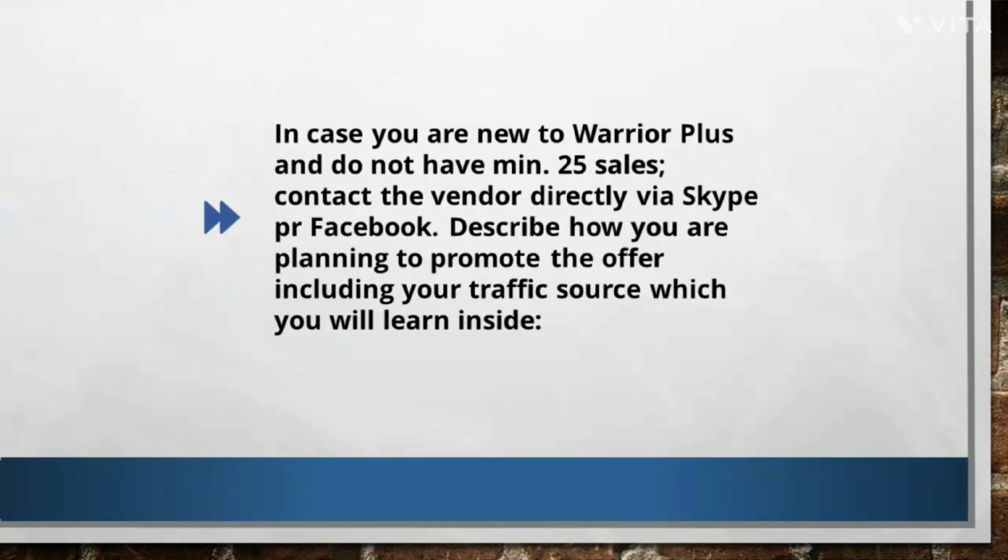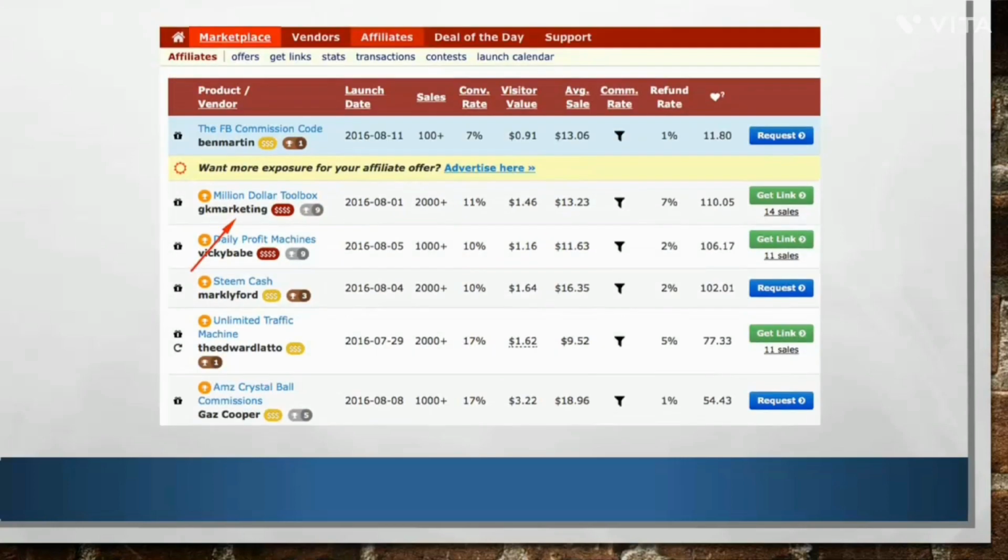First, let's go back to warriorplus.com. Click on Affiliates and then Offers. On this page, you'll see the latest affiliate offers inside Warrior Plus. On the right side of the page, you can see the number of sales that I've gotten for the products I've promoted. On the other hand, these notification signs that you see are for new offers that just launched. When you visit the page, you can see all these different details like product vendor, launch date, sales conversion rate, etc.